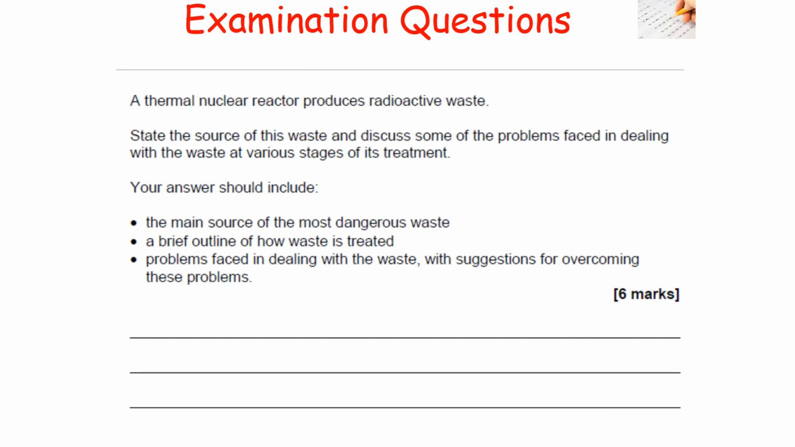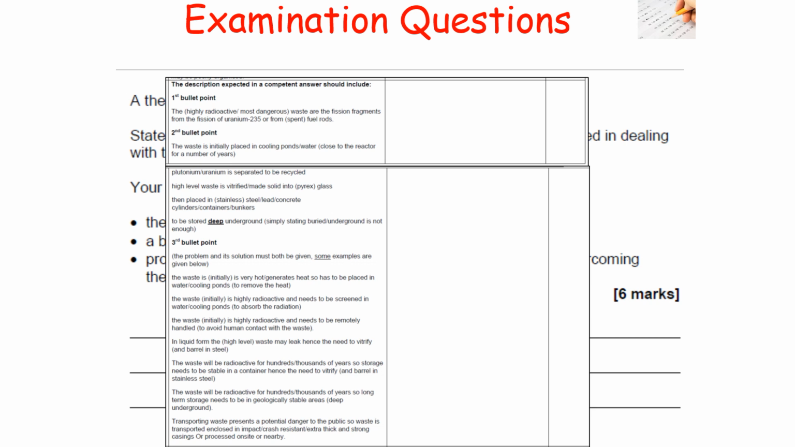Right, for this type of question, because it's a 6-mark question, you should really try and answer each bullet point individually as its own paragraph. So let's have a look at some of these answers, which a lot are just factual knowledge you've got to learn for the course. For the first bullet point, it's the idea that the highly radioactive nuclear waste is the fission fragments from the fission process, because the fission fragments, the daughter nuclei produced, are actually going to be very radioactive themselves. So that is going to be the most dangerous part of the waste.